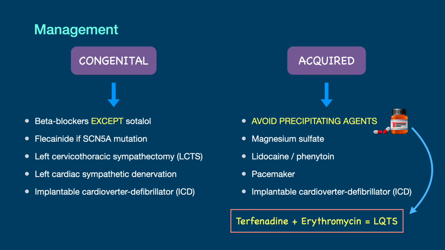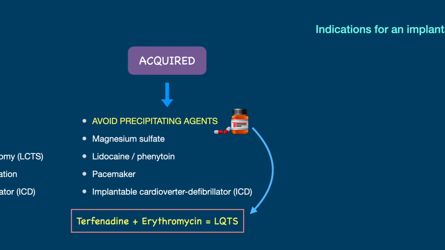Magnesium sulfate is used as treatment and prevention of recurrence of long QT syndrome related ectopic ventricular beats. Lidocaine and sometimes phenytoin can shorten the duration of the action potential as well. Pacemaker can be placed if bradycardia triggers arrhythmias, and implantable cardioverter defibrillators in high-risk cases.